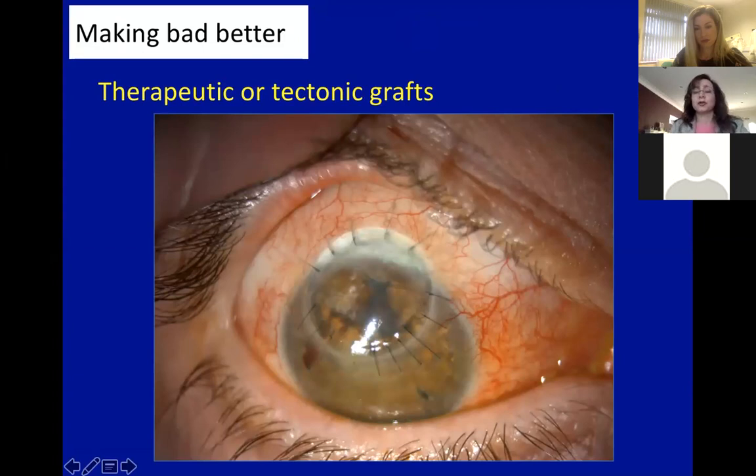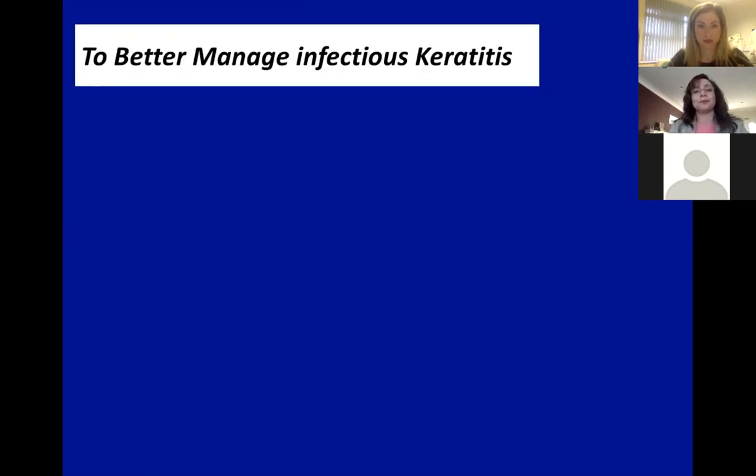So some patients, you just have to go for a therapeutic graft, and it's important to make the right decision when to do that. Because sometimes if you leave it too long, then things become much more difficult, and you get a lot of inflammation and retrocorneal membranes with the graft. So it is important to take the decision at the right time.